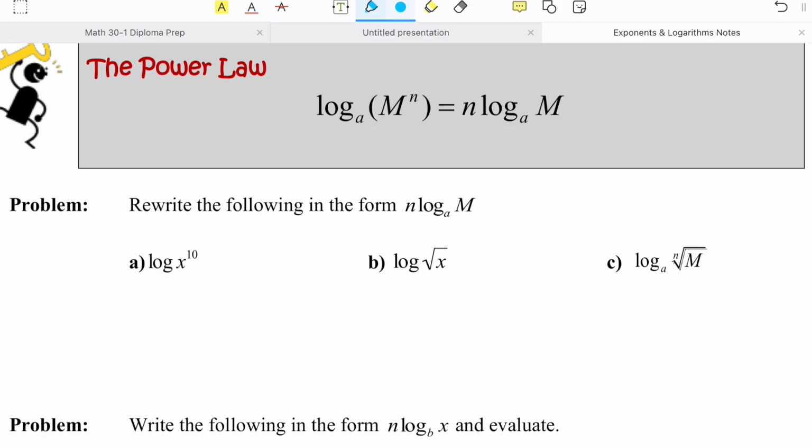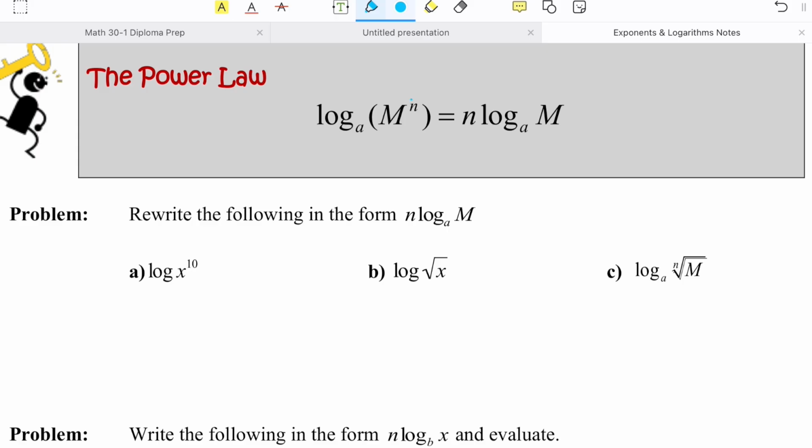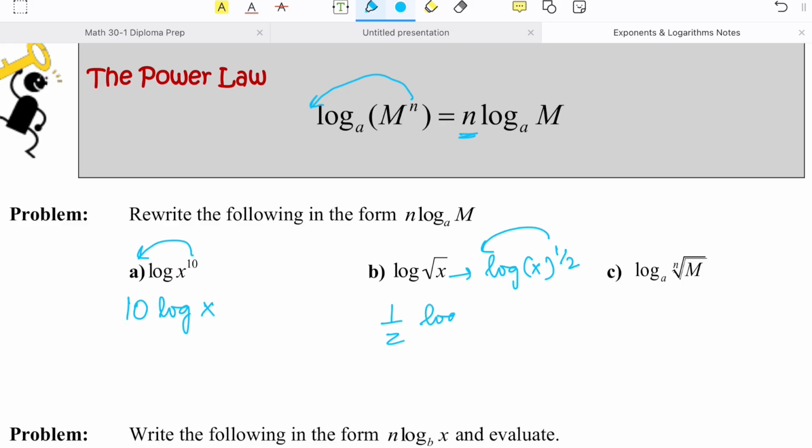Okay, the next rule is basically bumping it in front. This is something I showed you a little bit before as well. So 10 will just bump above and it'll be 10 log x. This is log x to the power of half, so you bump it, it's half log x. And then this would be m to the power of 1 over n. You bump that and you get 1 over n log m.